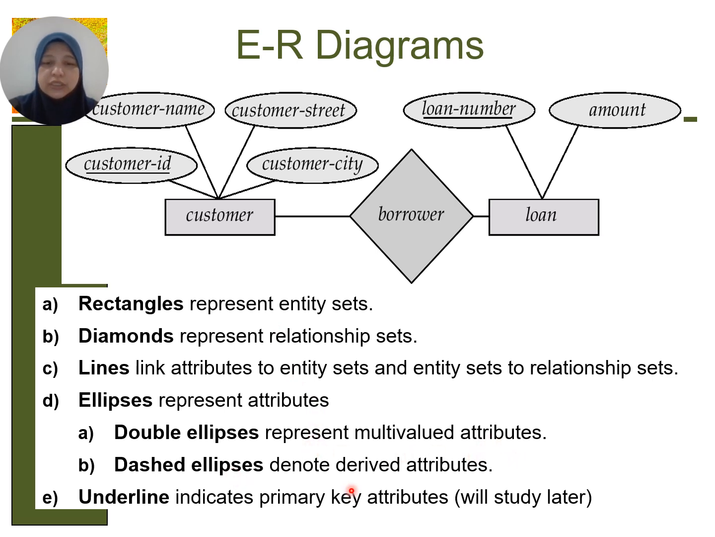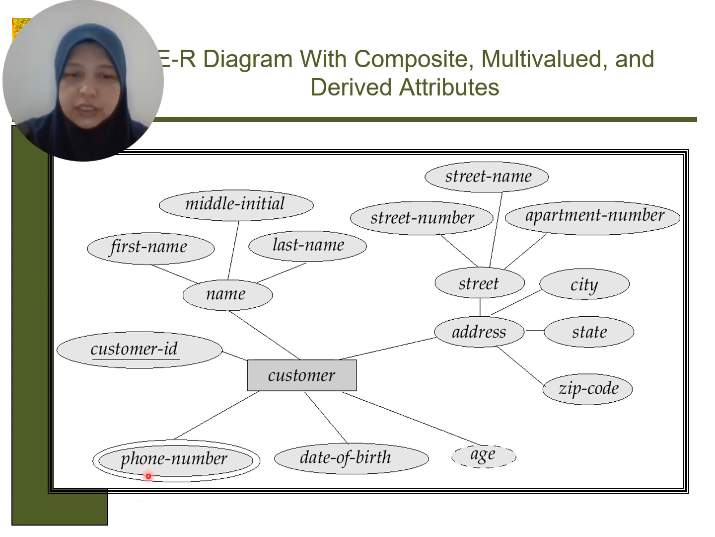Dashed ellipses denote derived attributes. We will look into the meaning of derived attributes. Underline indicates primary key attributes. We will study that later. This is the example of double ellipses. It means that from phone number you can break into more. And there is also an example of the dotted line, the derived attribute. This is a dotted line. So what does it mean?